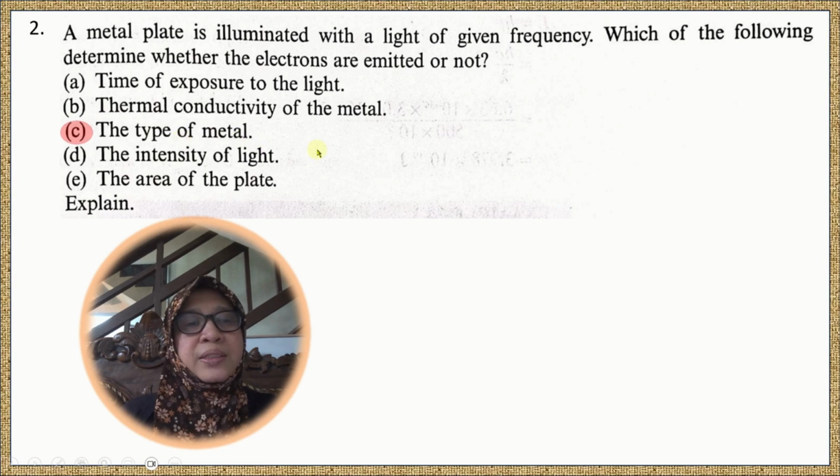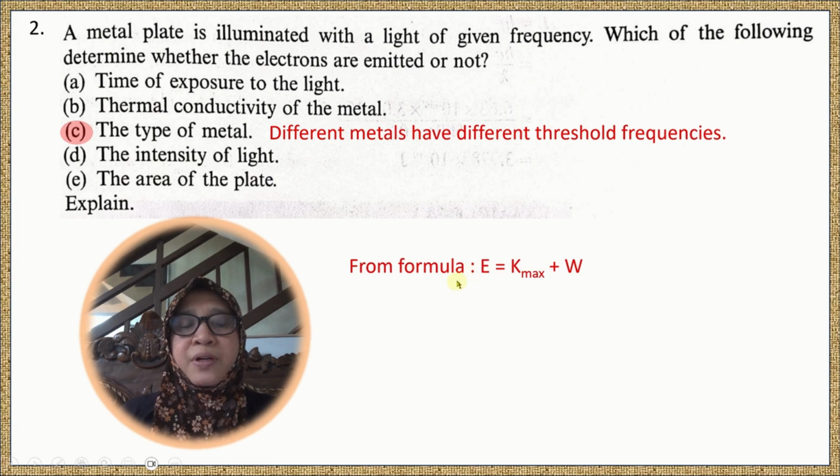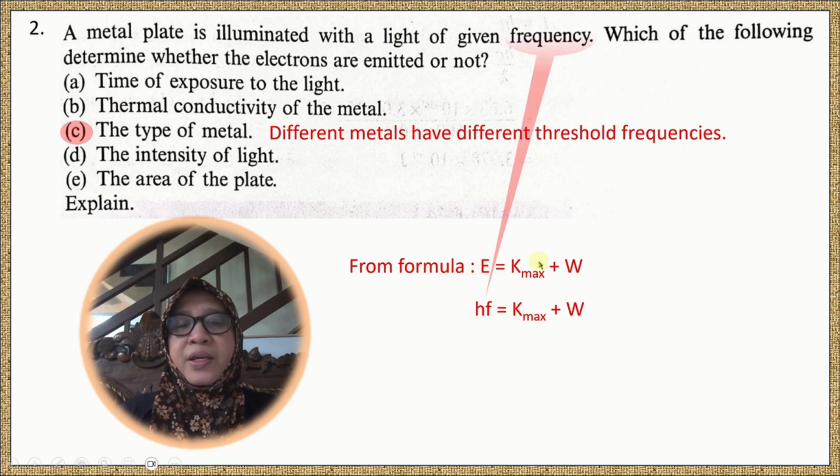So how do we know this? We refer to the photoelectric equation, Einstein's photoelectric equation. Different metals have different threshold frequency from the formula of Einstein's photoelectric equation. So the energy equals the maximum kinetic energy plus the work function, and the energy of a photon equals hf. This equation comes from the principle of conservation of energy.